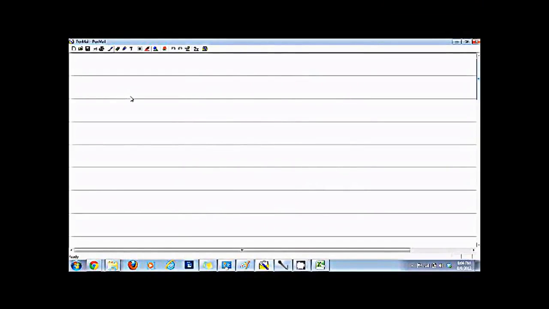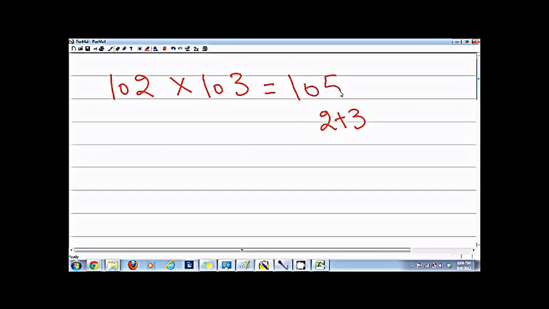Hi everyone, in this tutorial I will show you how to multiply two numbers which are close to 100 without using a calculator, quickly in your mind. For example, if I have 102 and I want to multiply by 103, I'll write 1 and then add 2 plus 3, which is equal to 5, 105, and then multiply 2 and 3, which is equal to 6. All right, 10506. So you can see this is the number by adding them, and this is the number by multiplying them.